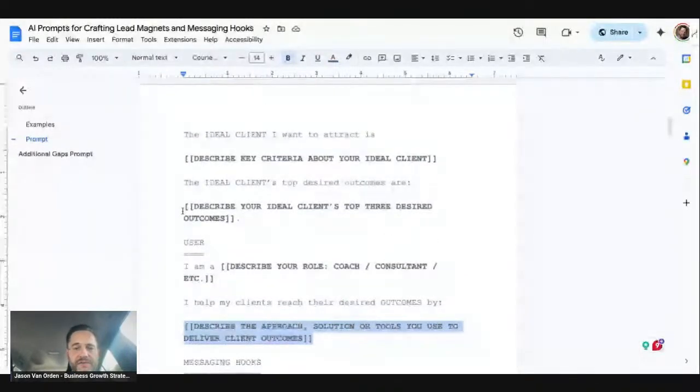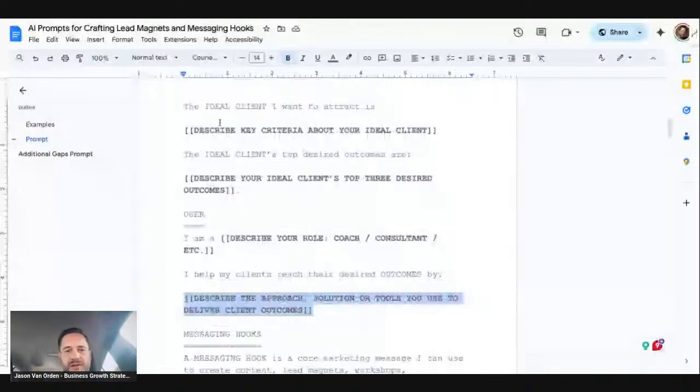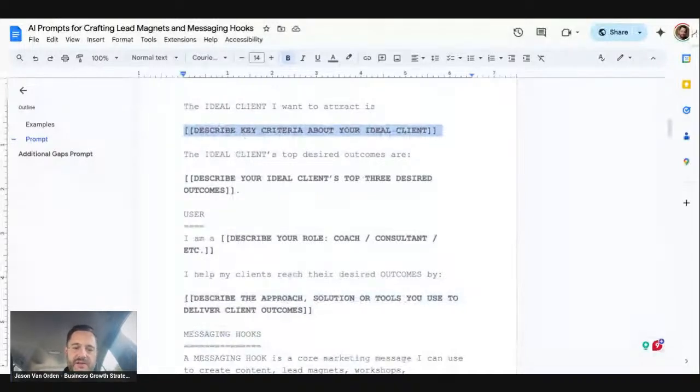The first thing you want to fill in here is, of course, we need to tell them who is the ideal client that you want to attract. So just describe a little bit of key criteria about who that person is. Then we want you to tell the AI what are the top 3 outcomes that they're looking for that are most important and meaningful to your ideal client. Then down here, we want to tell them, user, that's you. We want to tell them a little bit about you.